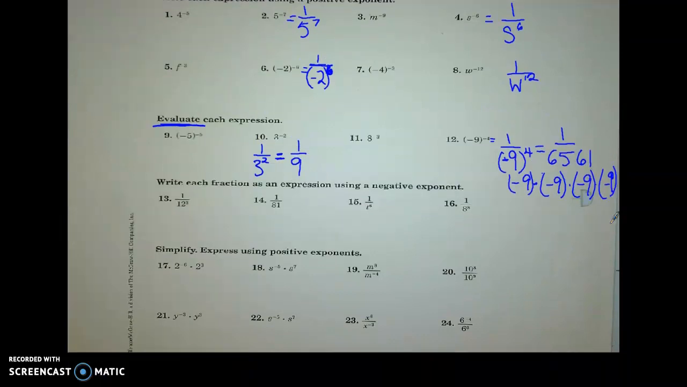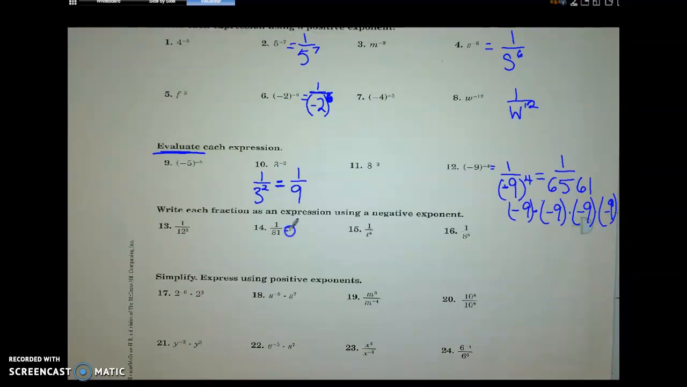Number 14. Right now I don't have an exponent, so I need to do that first, get one. So I know that the square root of 81 is 9, so that would be the same thing as 1 over 9 squared. Now if I want to turn it into a negative exponent, that's going to equal 9 to the negative 2. Number 16, just moving it up top, and the exponent changes to a negative.